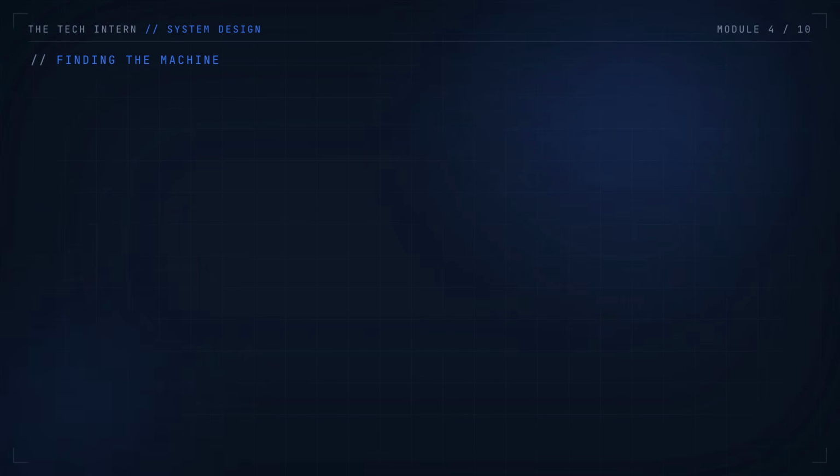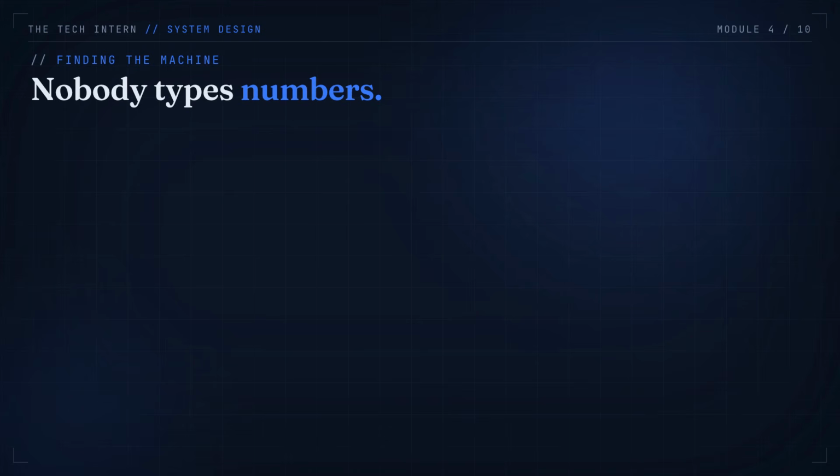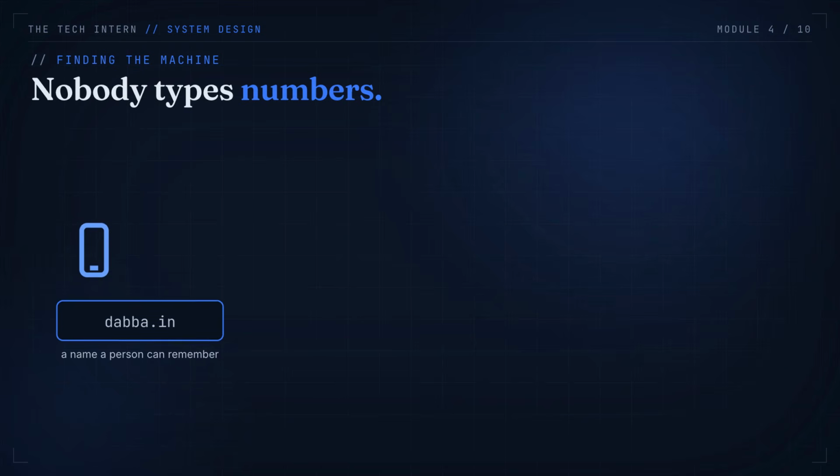Before we answer which of the 5 machines, let's fill in something we've been skipping. Somebody opens Dabba and types dabba.in. What actually happens between that moment and food appearing on their screen?